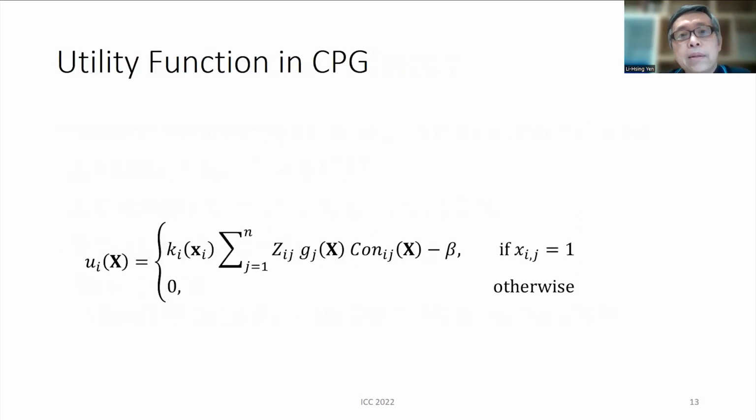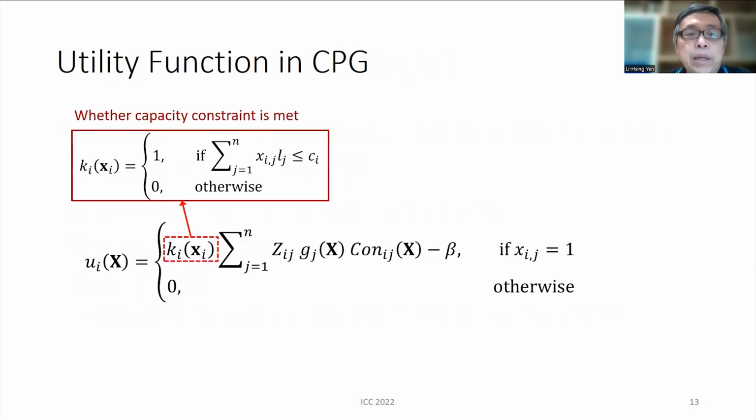Okay, the basic CPP game. In that game, we define the utility of agent i to be Ki times the rest of this equation. Here Ki is 1 if the capacity constraint is met, so that we can have the profit, denoted by the latter term.